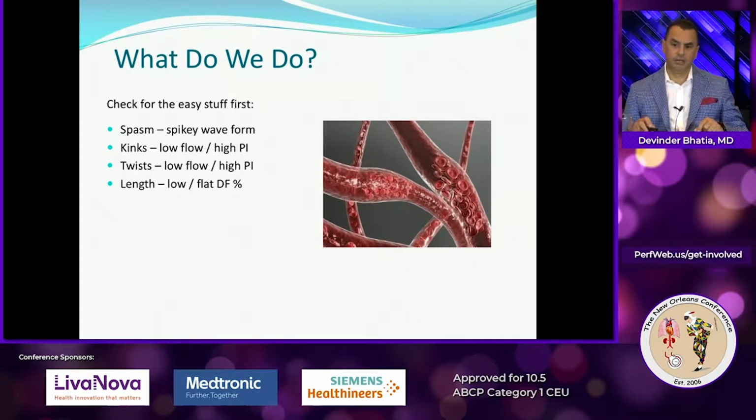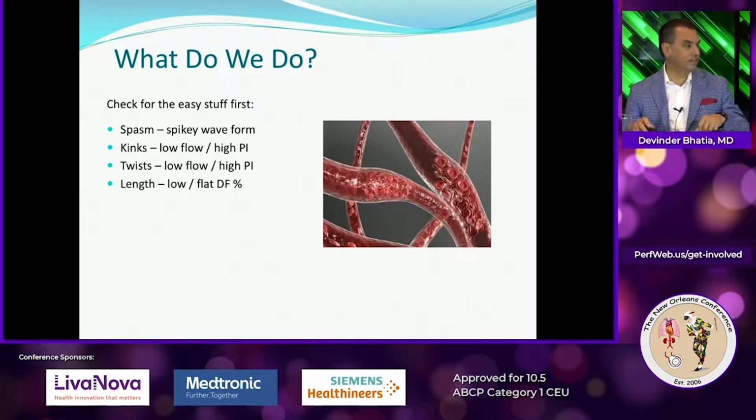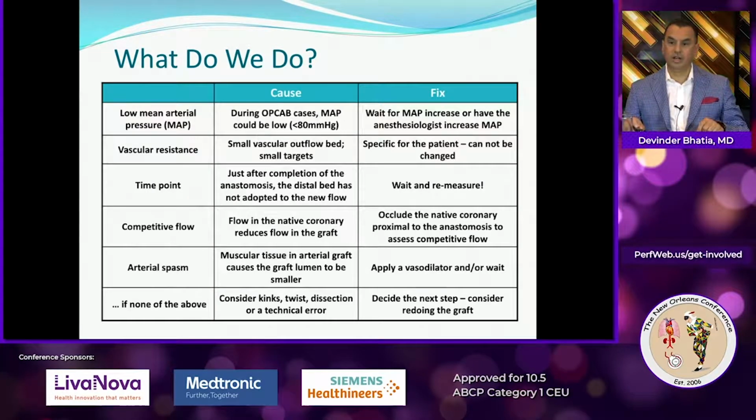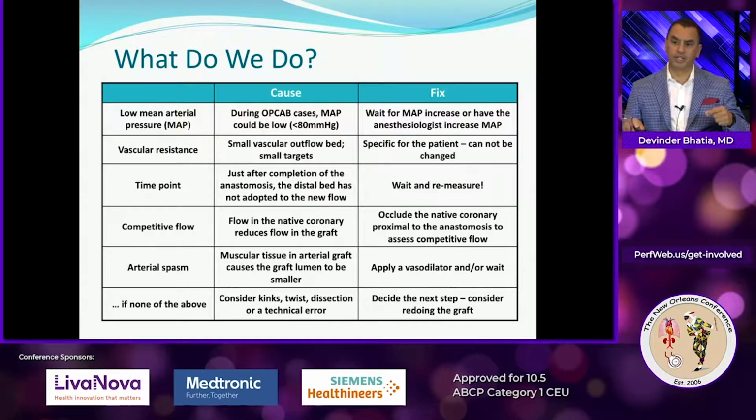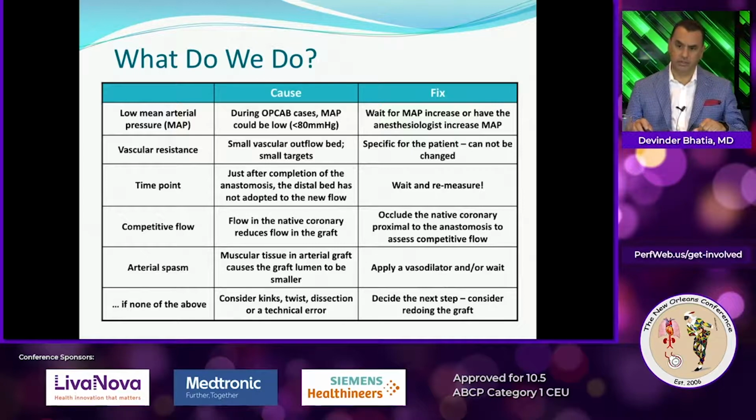And then length of the vessel. Sometimes you cut the vein too long, and so you have basically a low or a flat diastolic filling because the length of the vessel is too long. This is kind of a long slide. I'm not going to go over all of it, but the important thing is that we talked about low pressure, the easy fixes. So low blood pressure, you just want to raise the blood pressure. Make sure you have a mean arterial pressure of 80 or greater.